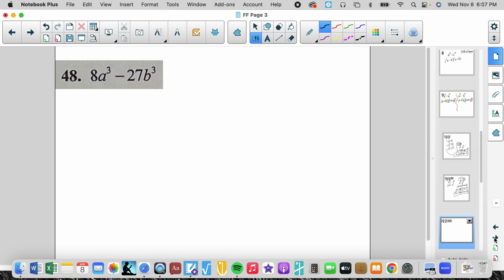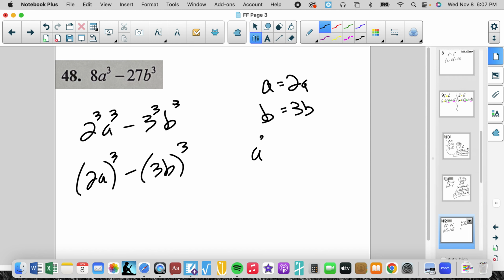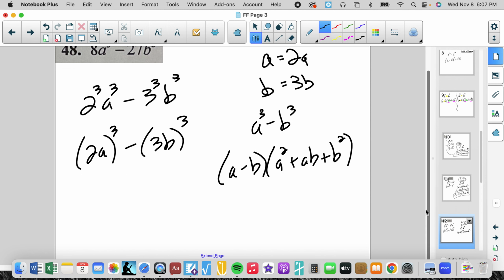Good. Let's do 48. So we can rewrite that as 2 cubed a cubed minus 3 cubed b cubed. You like? And we can write that as 2a quantity cubed minus 3b quantity cubed. So I know that my a is 2a, my b is 3b, and this is the difference of cubes. So a cubed minus b cubed produces this template, a minus b, a squared plus ab plus b squared.